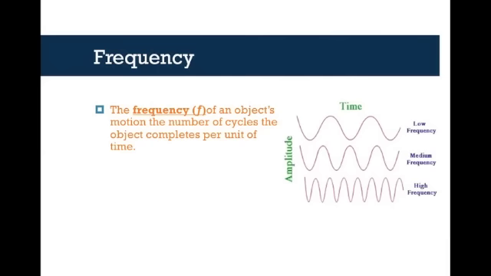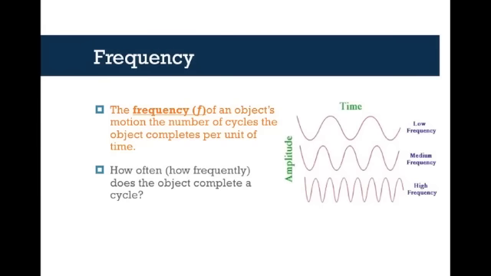And usually when we're talking about a unit of time, we're talking about seconds. So again, most of the time we're using seconds. Not always the case, but usually we're talking about seconds. So when we're talking about the frequency of an object, we're talking about how many cycles the object completes in 1 second. So how many back and forth motions.